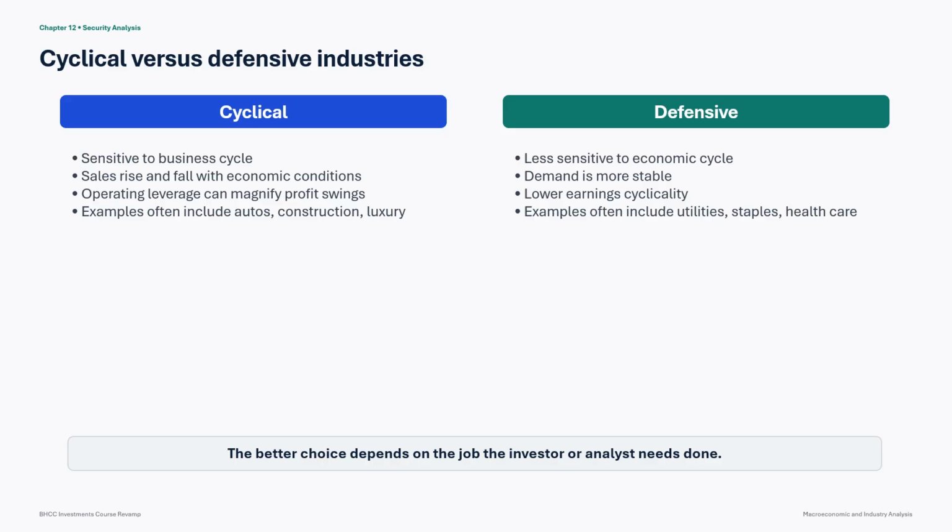This slide compares cyclical and defensive industries. Cyclical industries have above average sensitivity to the business cycle. Demand often rises quickly during expansion and falls sharply during contraction. Autos, housing, construction materials, airlines, capital equipment, luxury goods, and advertising are common examples.